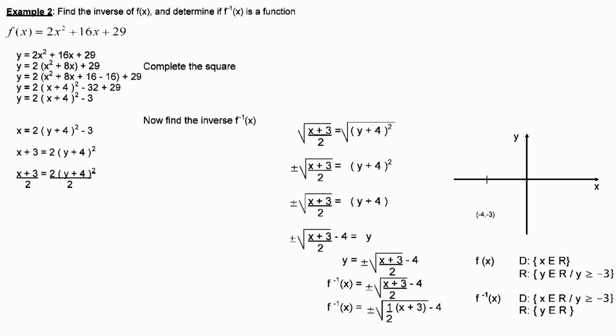Let us take one more example. Find the inverse of fx and determine whether f inverse x is a function. So we have to find the inverse also, and we have to find out whether the inverse is a function. So this is our function: 2x square plus 16x plus 29.